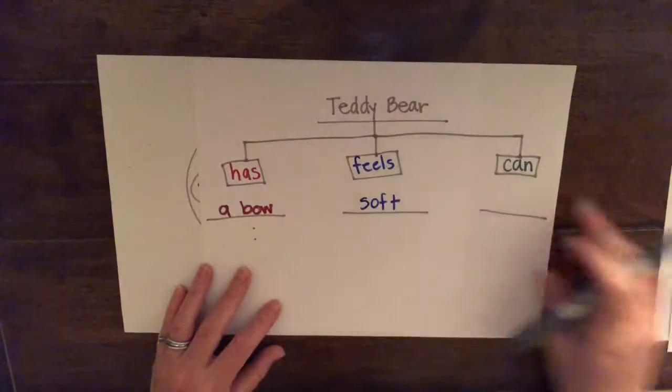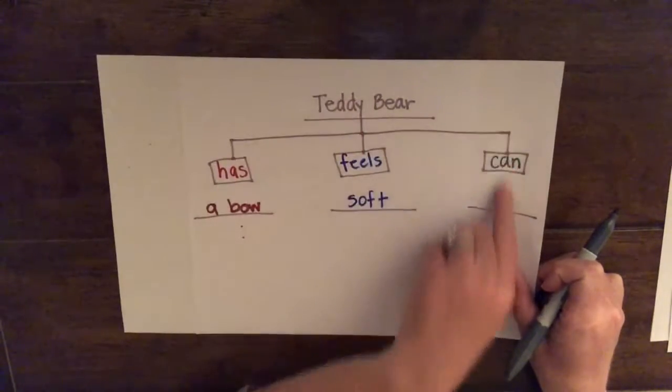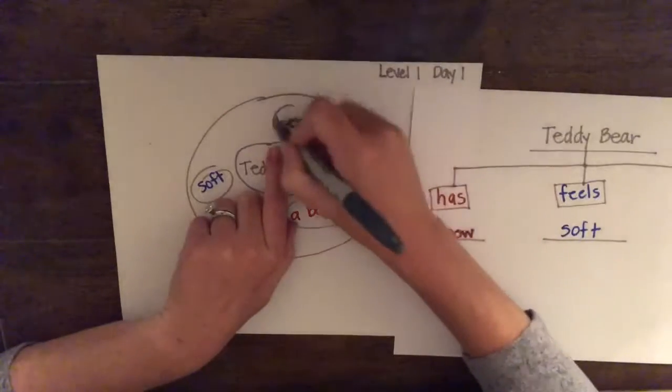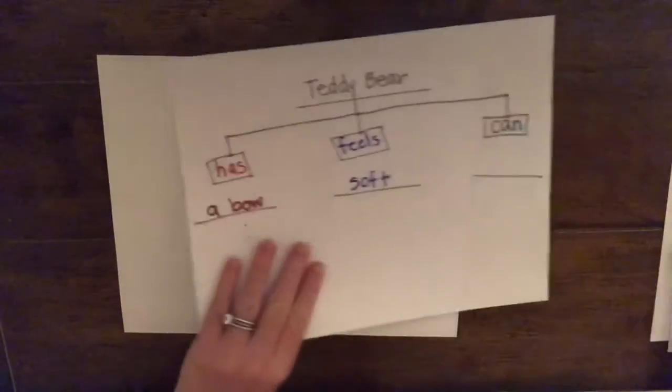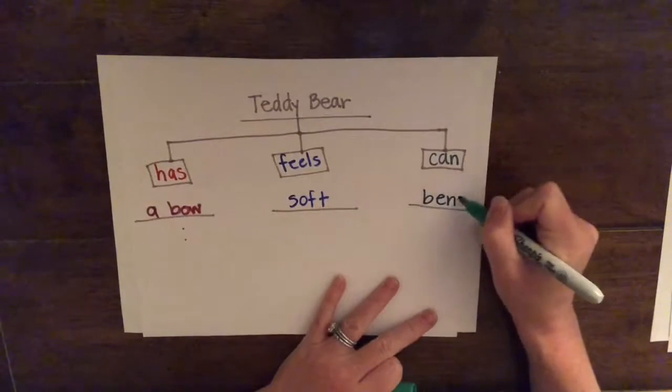And then our last one, teddy bear can. Oh, we just have bend left. So teddy bear, and that makes sense. Teddy bear can bend. This is all on day one. Again, you are doing all the modeling.